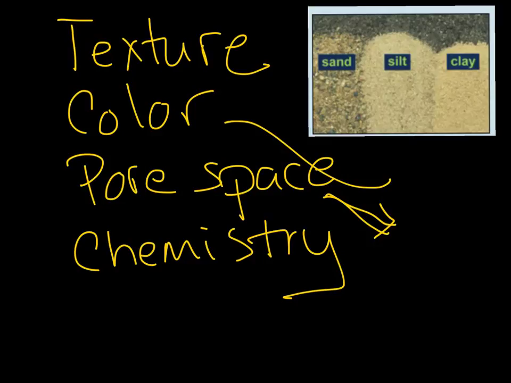Pore space refers to the space between the soil particles. You have to have space between those particles in order to get water and air through, and plant roots need that water and air in order to grow. Most soils are going to range anywhere from 25 to 60% pore space, and at about 50% pore space, you're going to have the best conditions for growing plants.